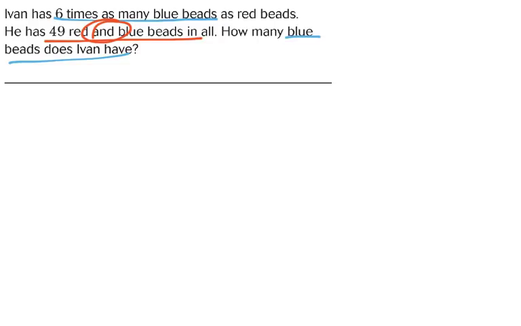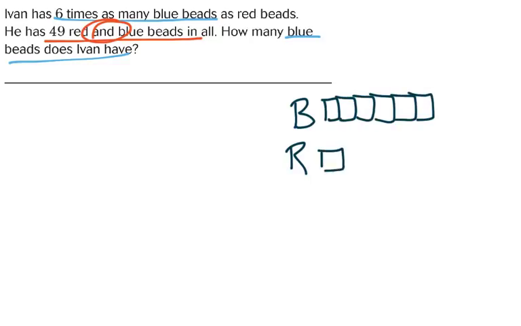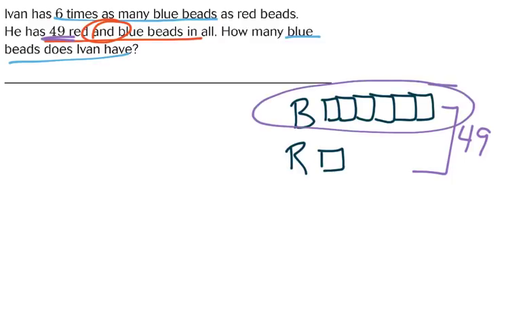Okay? We have that times as many as type of thing going on, so that is always my indication that I should probably draw a model. So I have blue beads, and I have red beads, and he has 6 times as many blue as red. So 1, 2, 3, 4, 5, 6 blue to 1 red. Then it says my total number of beads, 49, blue and red. And I want to know how many are blue. That's what I'm trying to figure out.